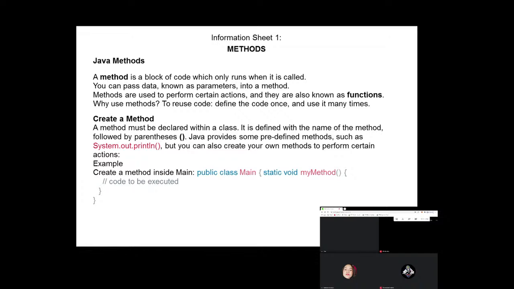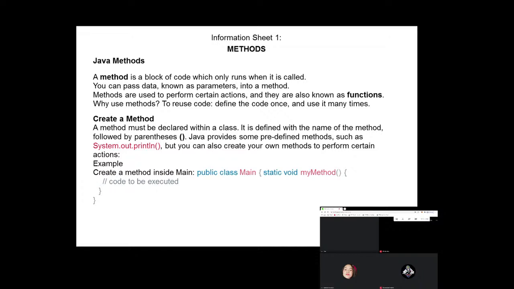A method is a block of code which only runs when it is called. You can pass data known as parameters into a method, and methods are used to perform certain actions. They are also known as functions. In some other programming languages, a method is termed a function. When you hear a programmer talking about functions, they are actually referring to methods.